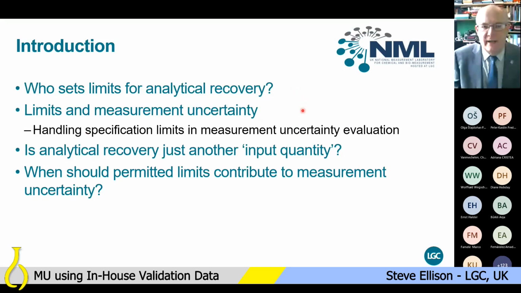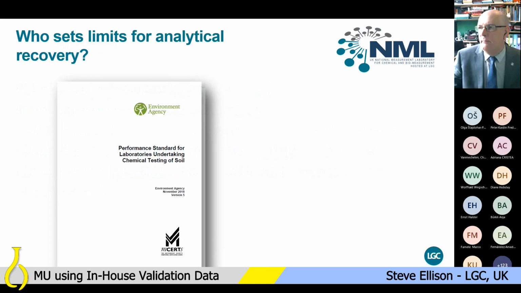I'm then going to talk about how we normally handle limits in measurement uncertainty, because that's the background to the discussion. And then I'm going to talk about whether analytical recovery measured at validation, or analytical bias, which is just another, well, recovery is a special case of bias, whether that's just another input quantity. And then talk a little bit about when permitted limits should or should not contribute to measurement uncertainty. So let's move on there.